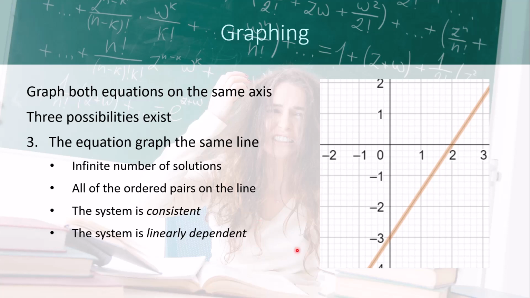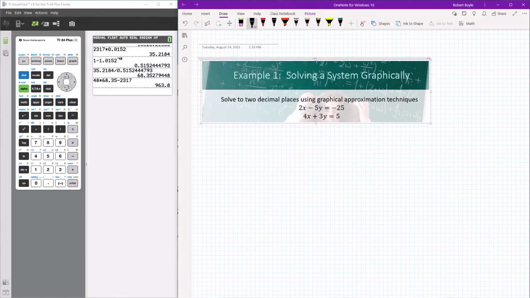And let's go ahead and work on an example. To do this, we are going to rearrange our screen just a little bit. Okay, so here we are. I have my calculator over here, and I have OneNote over here. And our example is to solve to 2 decimal places using graphical approximation techniques. In other words, using a graphing calculator.